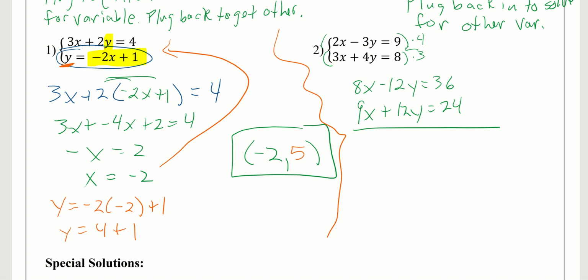Now some of you may have looked and gone, oh, I would have rather canceled out the x's. That's totally fine. That would work as well. And now the nice thing is your y's cancel, and so I'm left with 17x is equal to, what's this, 60?